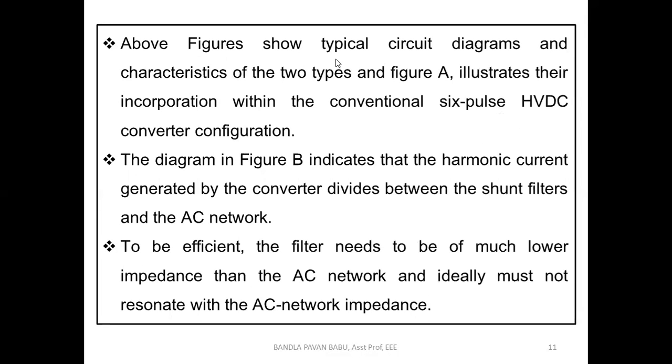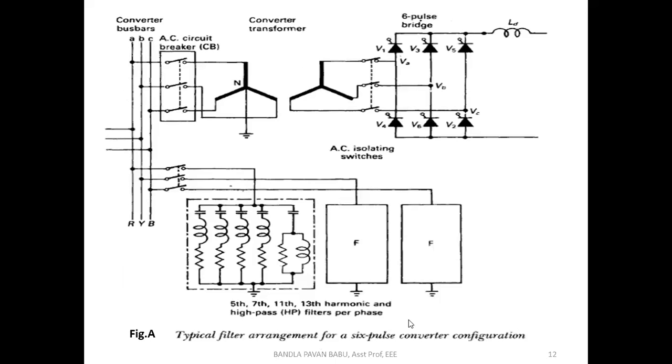The above figures show typical circuit diagrams and the characteristics of two types of filters, and figure A illustrates their incorporation within the conventional 6-pulse HVDC converter configuration. This is figure A, which we have already discussed in earlier sessions. We just need to highlight how these arrangements work. Look here: 5th, 7th, 11th, 13th harmonic filters and high pass filters.